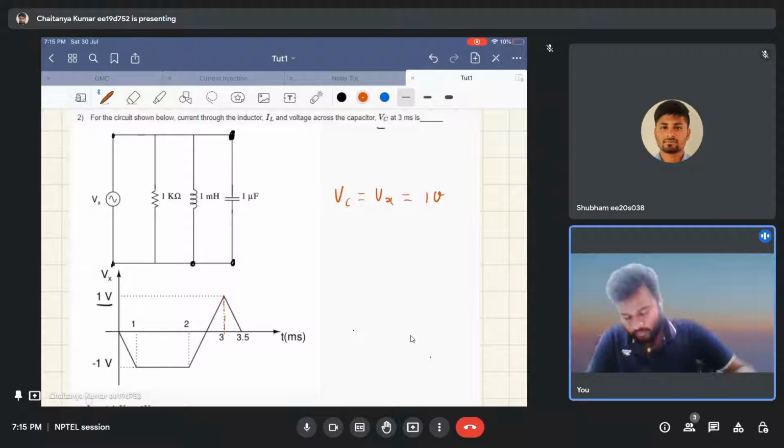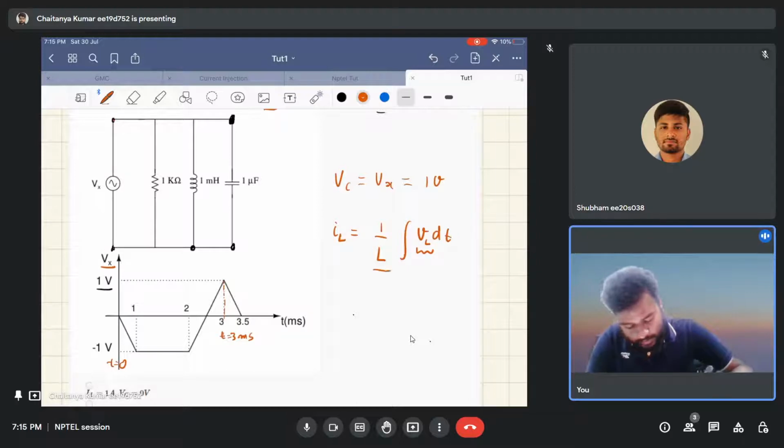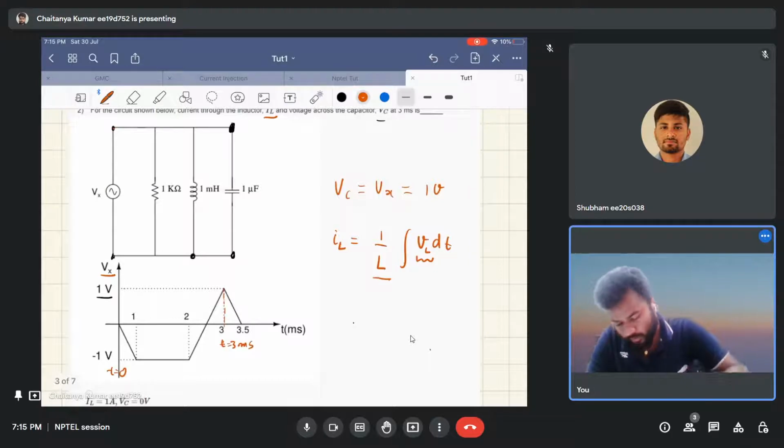Now to find the current through the inductor, you know that the current in an inductor is 1 upon L integral of VL dt, where VL is the voltage across the inductor. The voltage across the inductor is also equal to Vx, and you need to integrate it from t equal to 0 till t equal to 3 milliseconds, and divide by the inductance to find the overall current that is flowing through the inductor at t equal to 3 milliseconds.